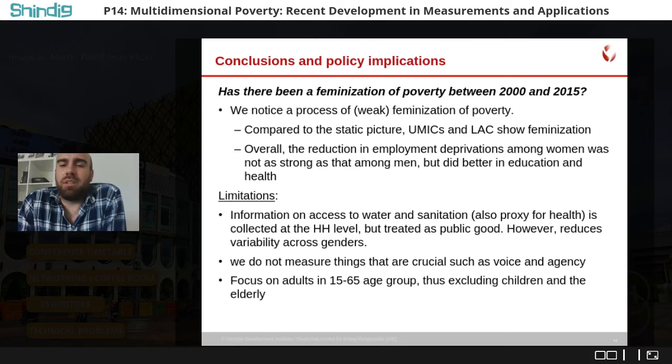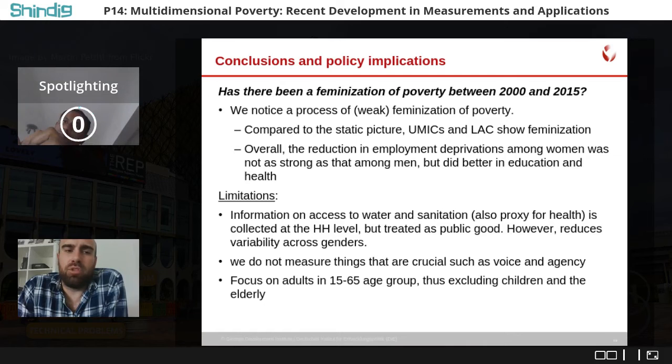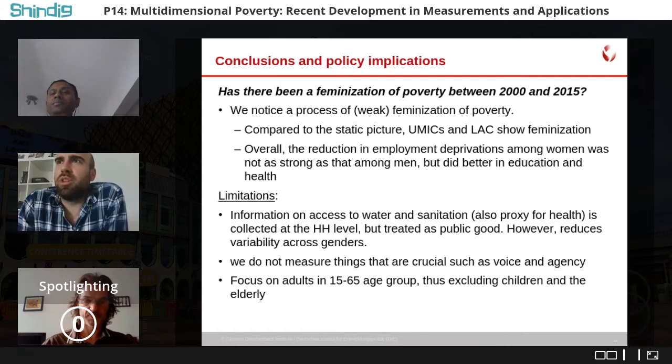And just to conclude, I want to remind you of the limitations of the study. One was using access to water and sanitation as a proxy for health, which was at the household level and not at the individual level. The second is that, of course, we do not include some dimensions that are crucial for gender disparity, such as voice and agency. And the last point is that we focus on adults 15-65, and we exclude children and elderly, whose exclusion is not really certain in terms of the direction of changes in our variables.